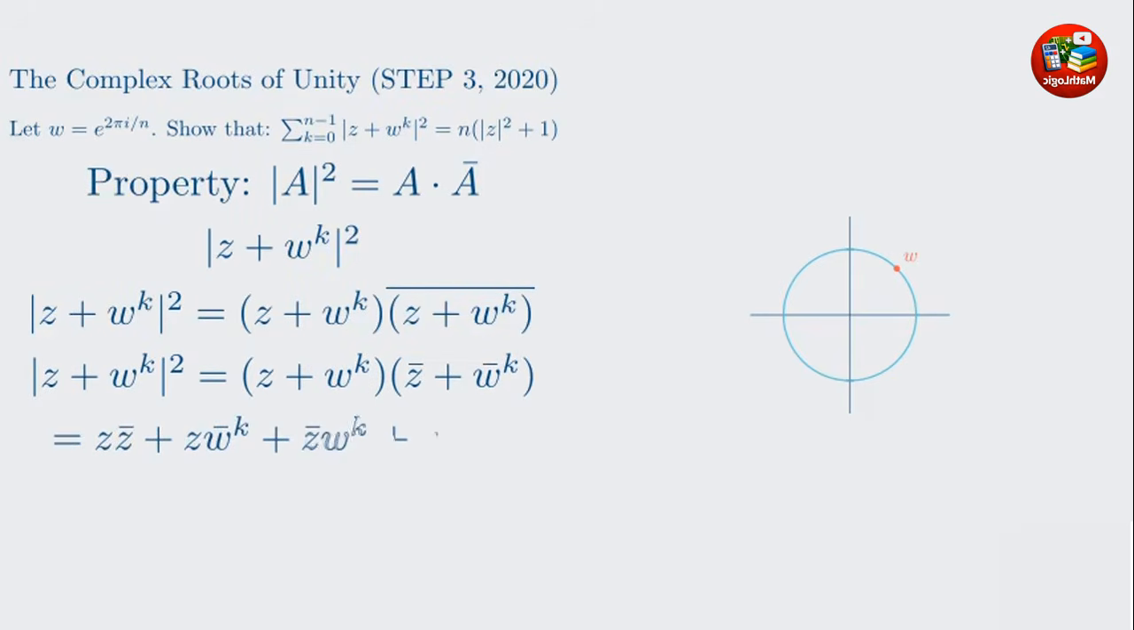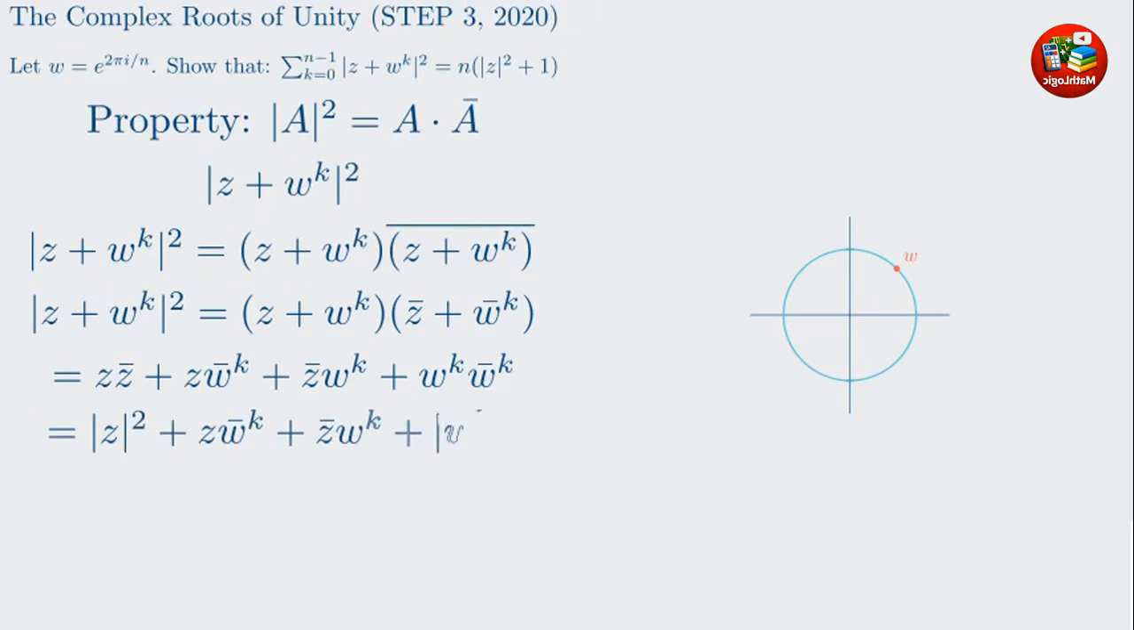Now, let's expand these brackets using standard algebra. We multiply the terms to get z times z conjugate plus z times w conjugate to the k plus z conjugate times w to the k plus w to the k times w conjugate to the k. Take a moment to look at this expression. Notice that we have a number multiplied by its conjugate on the ends. We can simplify z times z conjugate as the magnitude of z squared. And similarly, w to the k times its conjugate is the magnitude of w to the k squared.